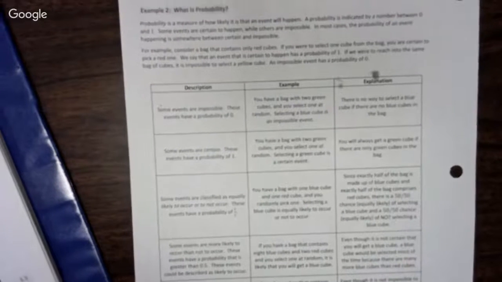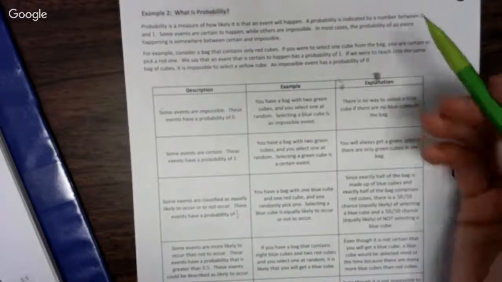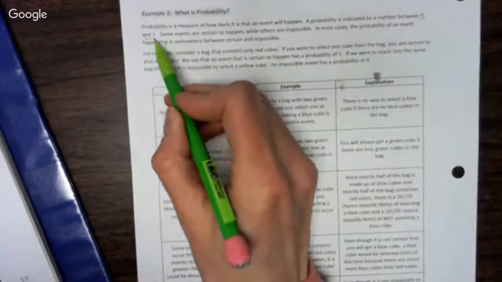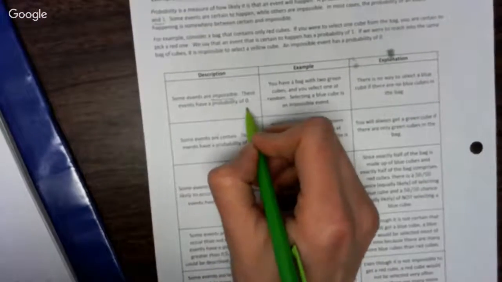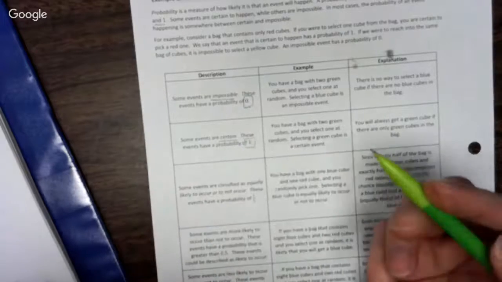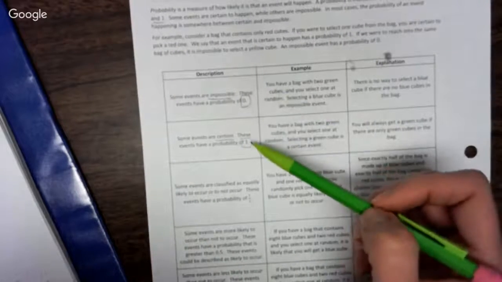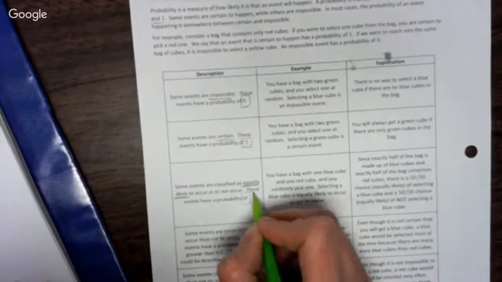All right, so example 2, what is the probability? So probability is going to be the measure of how likely it is for an event to happen. So probability is usually between 0 and 1. Some events are likely to happen while others are unlikely. So this chart, if you want to read through it, just explains that when events are impossible, the probability is going to be 0. When events are certain, the probability is going to be 1. So events that will never happen are 0. Events that will always happen are 1. Equally likely means the probability is going to be 1/2.